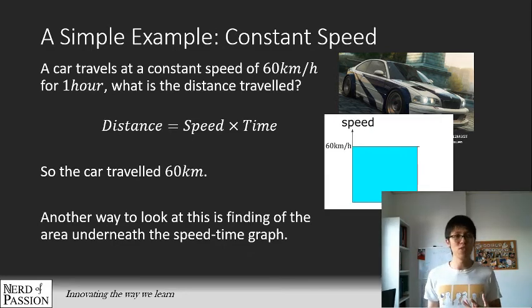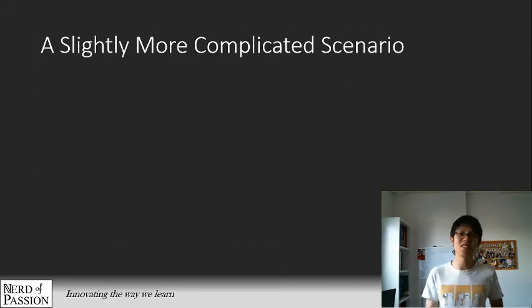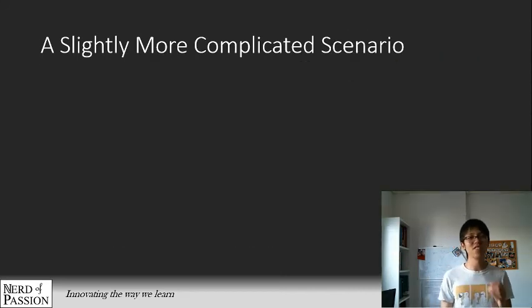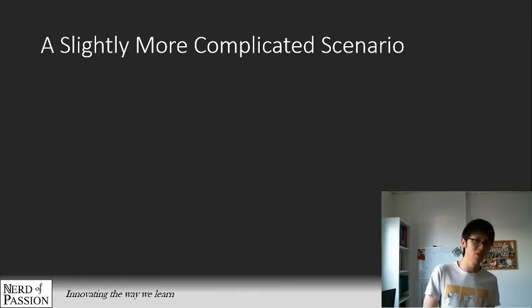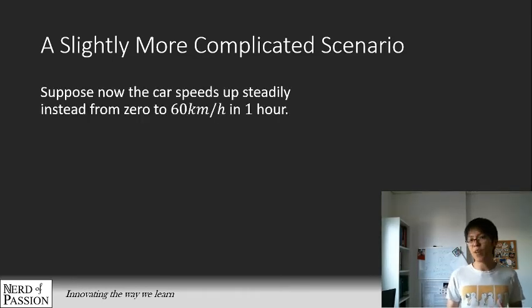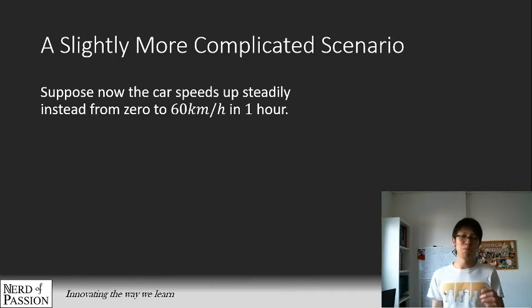So why do I want to bring this up? Because now let's consider a slightly more complicated scenario. In real life, cars don't travel at a constant speed all the time. Sometimes they speed up, sometimes they slow down. When that happens, how can we find the distance traveled? Suppose that instead of traveling at a constant speed, the car speeds up steadily from 0 to 60 kilometers per hour in 1 hour. It's not that realistic, because a car usually speeds up very quickly, but I deliberately chose this number to make things easier to work with.